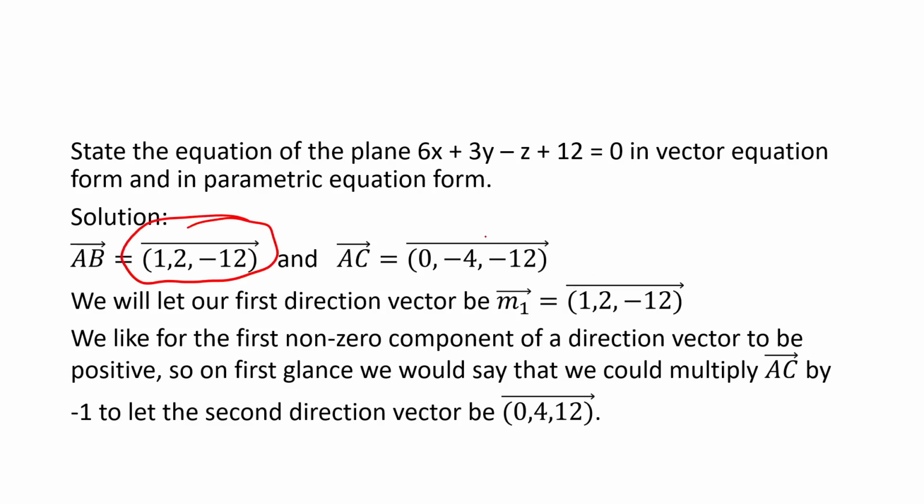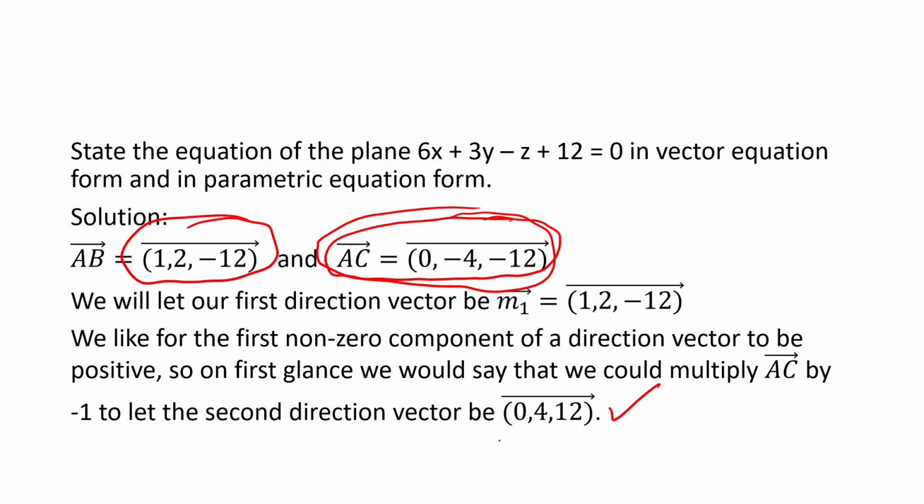For our second direction vector, though, like I said earlier, we like it if the first non-zero component of a direction vector is positive. So it's technically not wrong to leave it like that, but we like it if that first non-zero component is positive. So what we can do is multiply this whole vector by -1, and that would give us the vector (0, 4, 12). We could use that as our second direction vector.